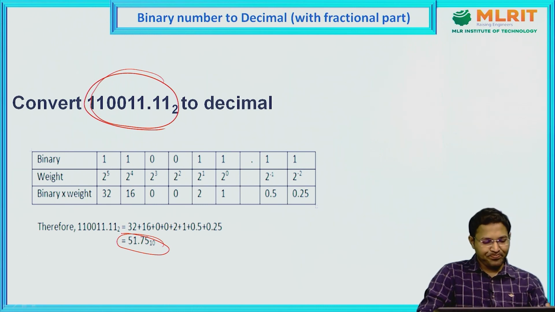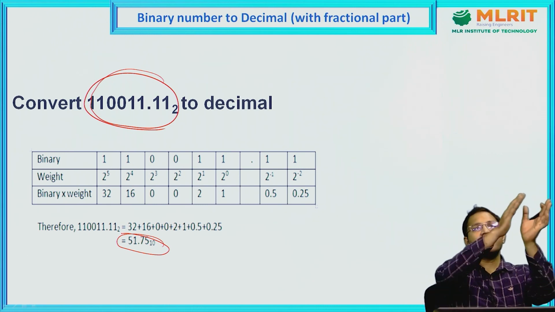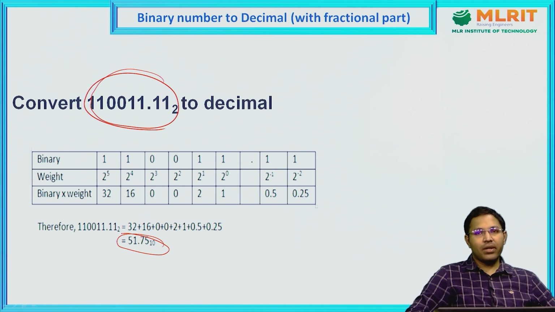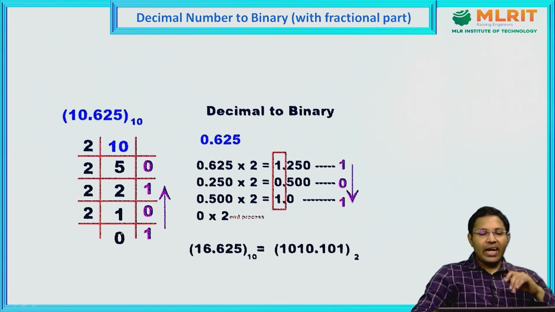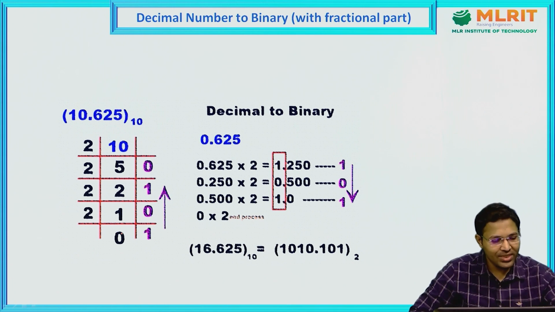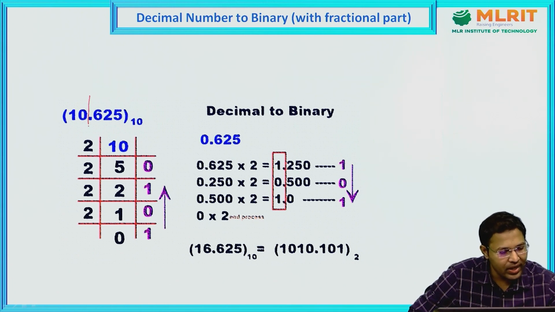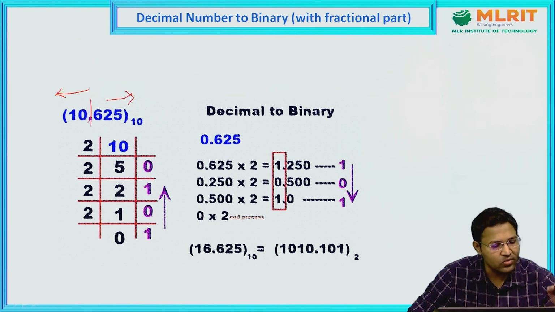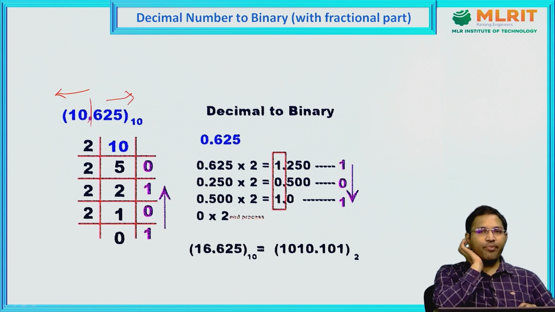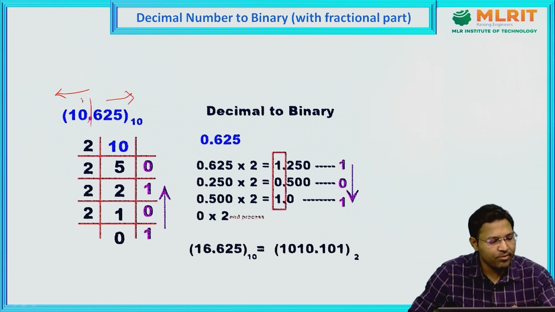So we have discussed binary to decimal. What will be the next part? Decimal to binary also we need to consider. Now again what we are going to do is we are separately going to calculate the values to the left of point and separately we are going to calculate the values to the right side of point. Now, to the left side of point we have 10.